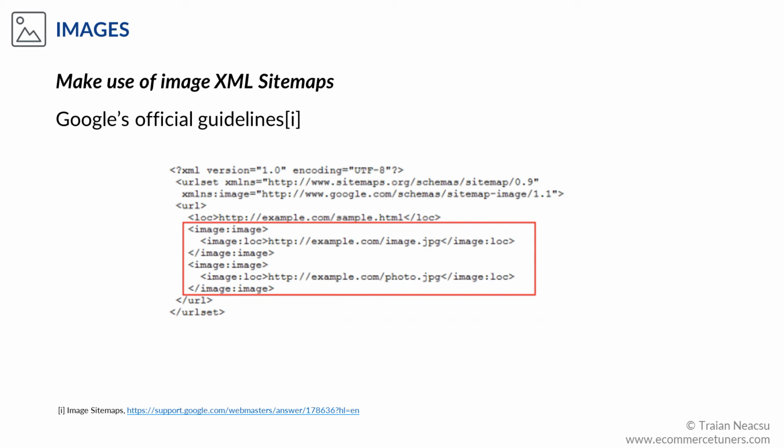Make use of image XML sitemaps. Create image XML sitemaps and include information about your product and category images. You will be able to specify information such as image caption, geolocation, title attribute, and license. Once you have generated this file, submit it to Google using the Search Console.